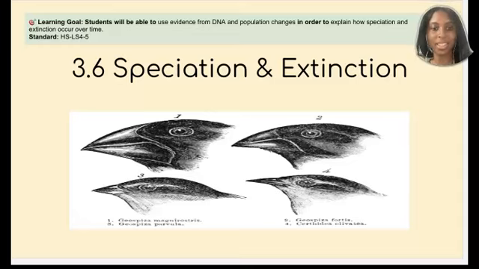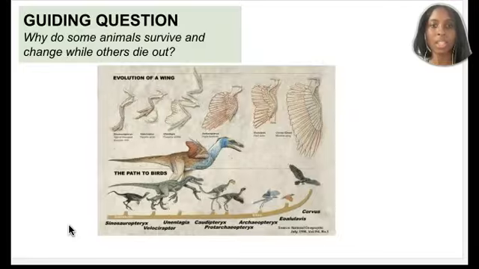All right, we are in lesson 3.6, Speciation and Extinction. Make sure that you pause the video and write your learning goal, because by the end of this lesson, you will be able to use DNA and population changes to explain how new species are formed and other species die out. Let's get started with our first guiding question.